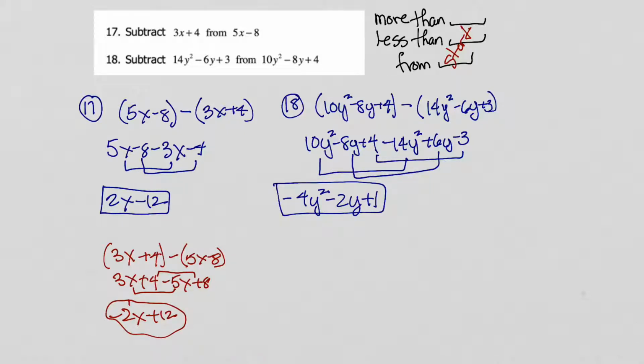Now, that is the wrong answer. The correct answer is right here. But compare the correct one to the wrong one. You see what we have? 2x, the opposite of 2x. Negative 12, the opposite of negative 12. So if we do it correctly, we get this answer. If we do it incorrectly, we get the exact opposite.